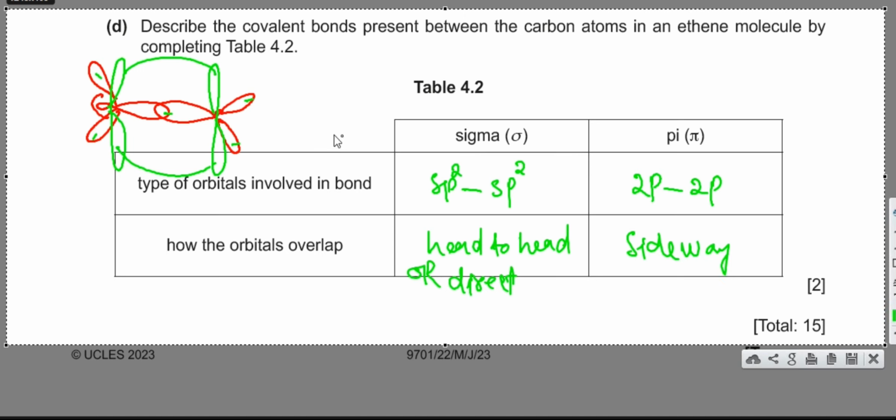I hope you understand with the help of this diagram, and you understand the rest of the question. If you have any query, you may ask, no need to hesitate, and inshallah we will solve the next question in our next video.